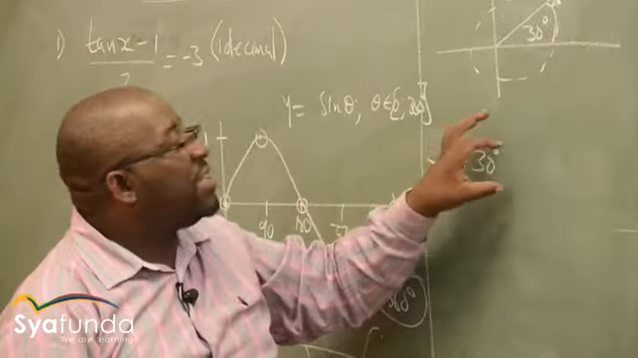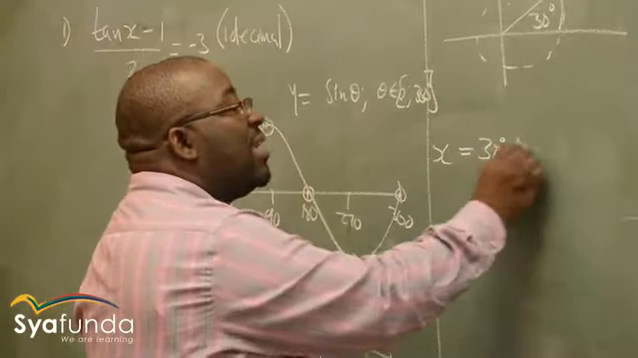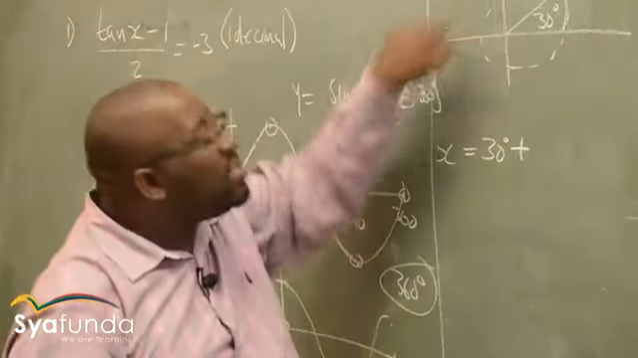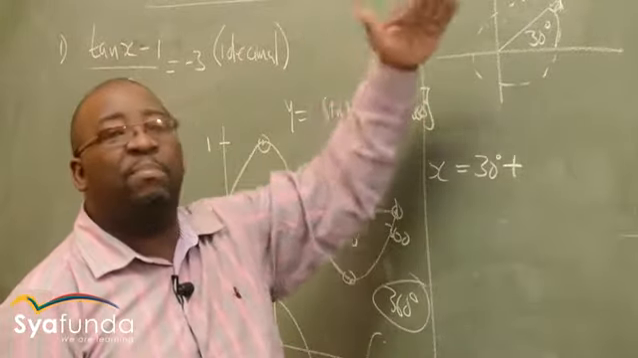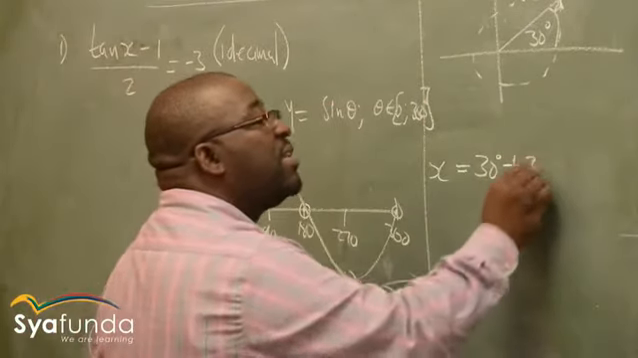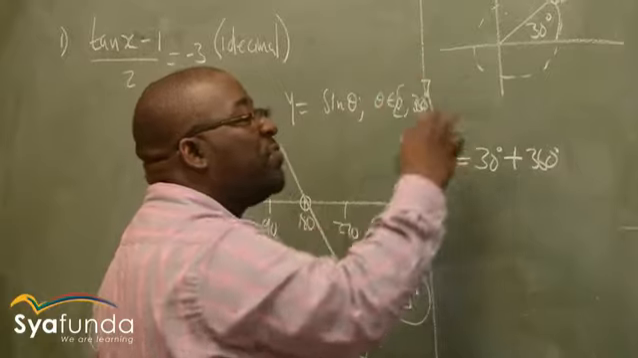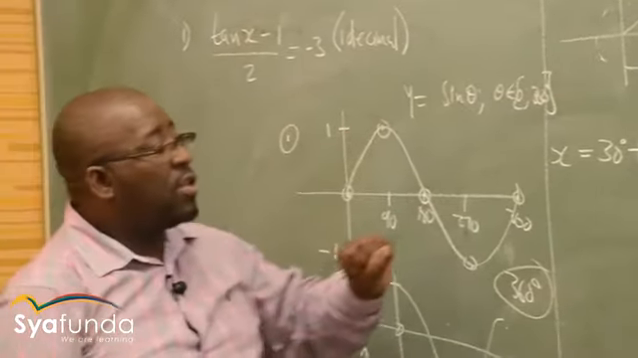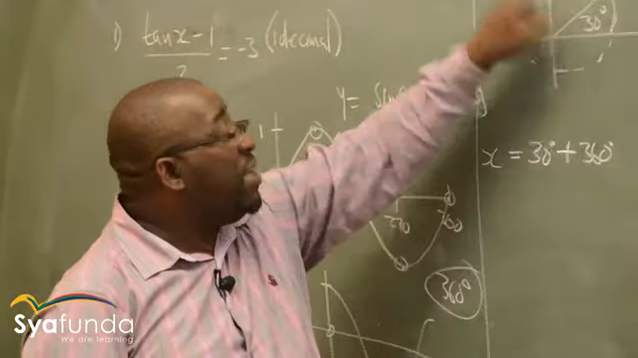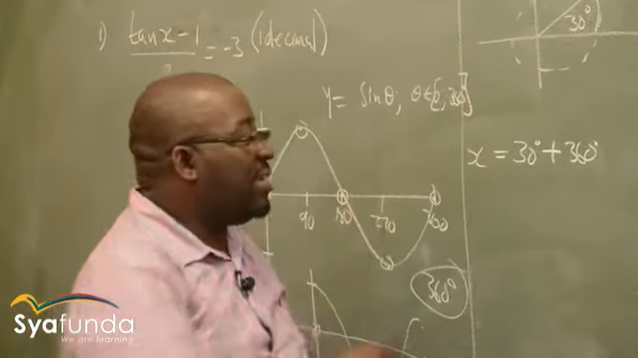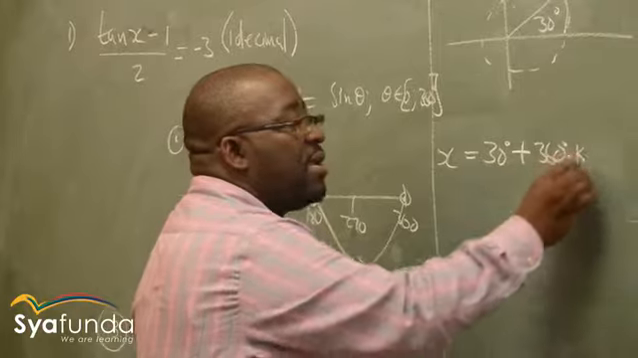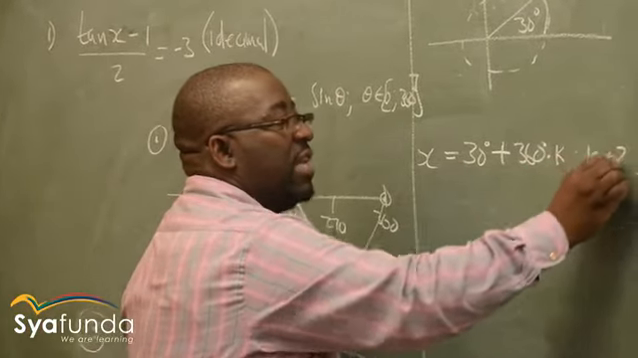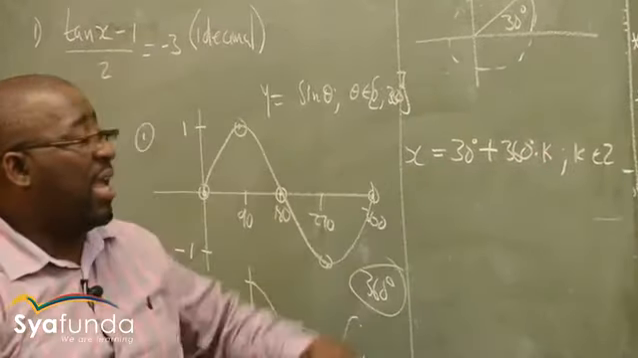So 30 degrees is the solution plus 360. If I add 360 to this angle, I will also be in the same position. Why 360? Because it is the period of a sine graph. I'm dealing with sine and cos, and they do the same thing. So I will add 360, the period of that graph, times k, where k is an element of Z. You can use n if you like. Other books use n, others use k.